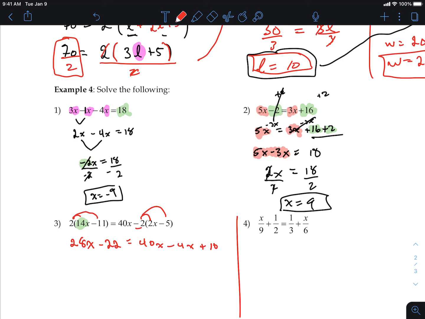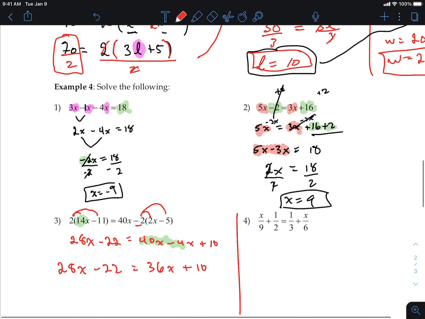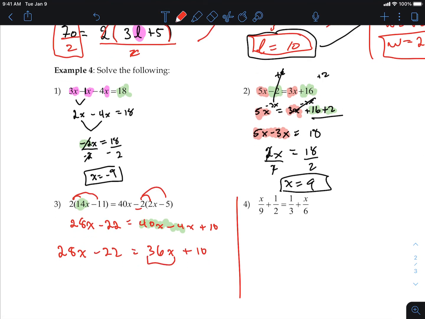Okay. Now we're at the stage where we can just start collecting like terms. I see here on the right side, I see 2 that we could combine right off the bat before I do anything. So I'm going to get 28x minus 22 is equal to 40x minus 4x, which is going to be 36x plus 10. You can't forget about the thing on the end. Okay. Now I'm at the stage where I can get the like terms together. However you choose to do that, whatever order, doesn't really matter. I'm going to subtract 36x from both sides. So I'm going to get 28x minus 36x is equal to 10 plus 22.